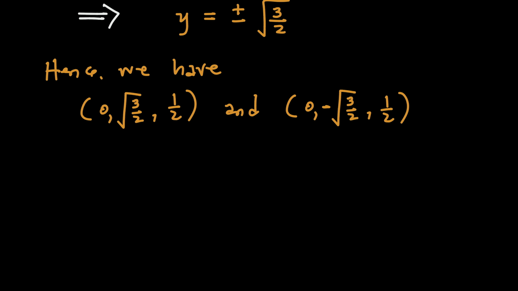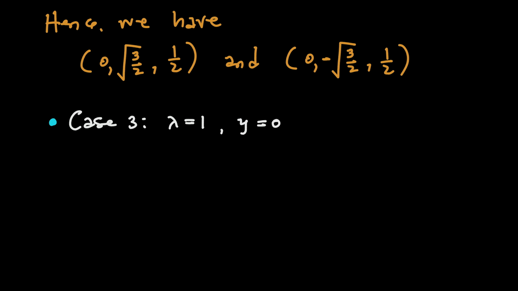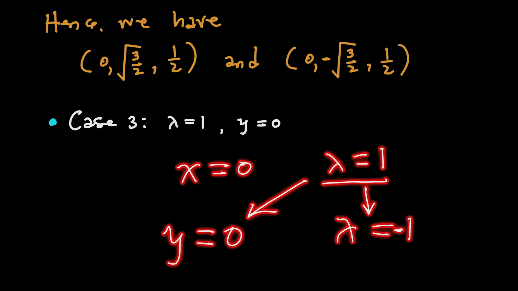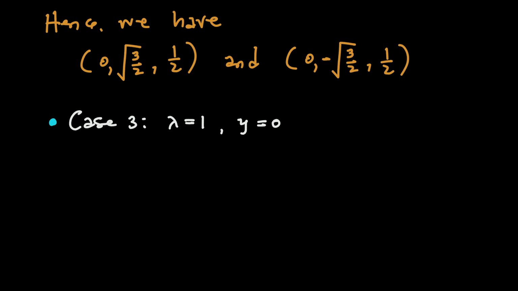Now for our final case, we have lambda equals 1, which also implies y should be 0, since we have this one in our early calculation: x equals 0, lambda equals 1, and then you have here y equals 0 and lambda equals -1. So taking the possible combination, since if we choose lambda equals 1, we cannot choose lambda equals -1. Hence, you are left with lambda equals 1 and your y equals 0, which also implies from equation 3, z is equal to -1/2.